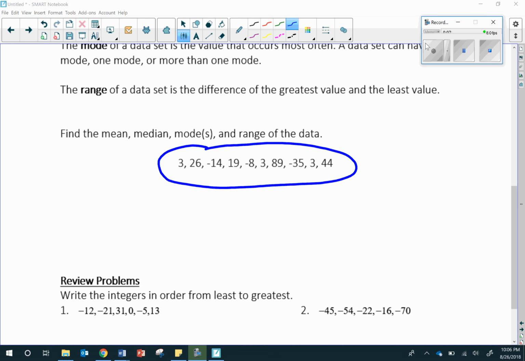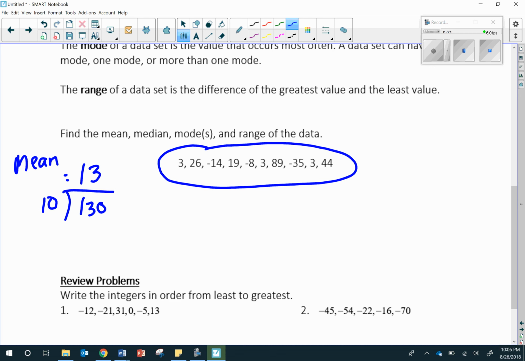Alrighty, when you find the mean, your total should have been 130. If you add all of these numbers together, you should end up with 130. In order to find the average, we're going to divide 130 by the total number of numbers that are there, which in this case is 10. When we do that, we find our mean equals 13.